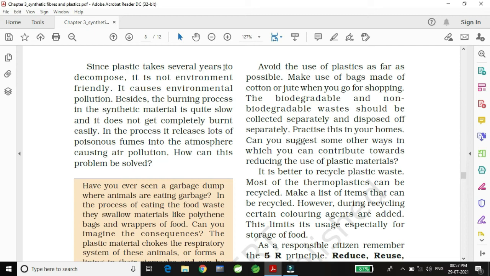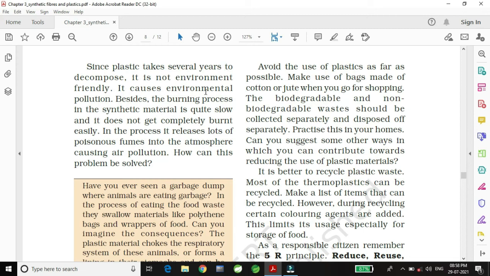So mostly the plastic bags or the plastic things take several years to decompose. So it is not environment friendly. Plastic is not an environment friendly thing, and it also pollutes the environment. And if we burn the plastic, it will slowly burn, and the smoke which it releases is very harmful to the environment. So it will also cause air pollution. So how can this problem be solved? Mostly we should use less plastic. In this way, the problem will be solved.